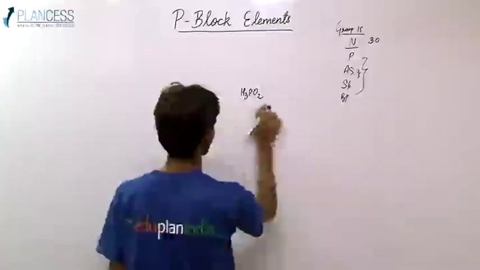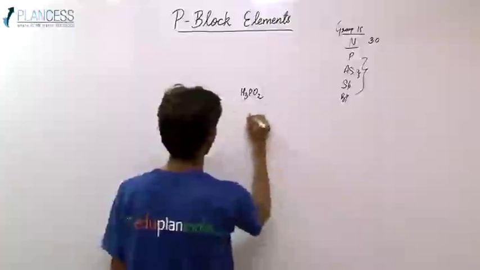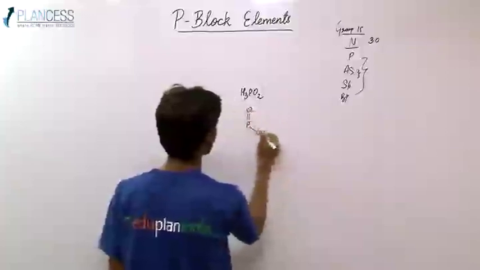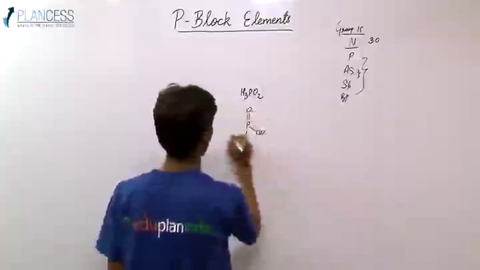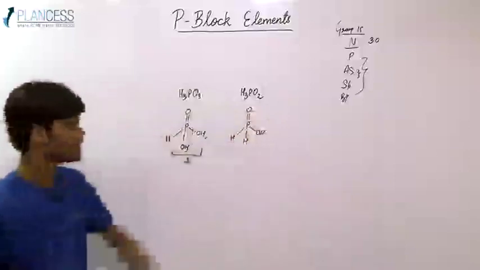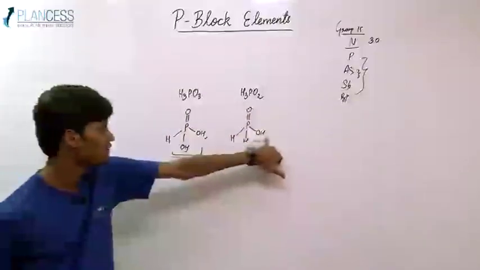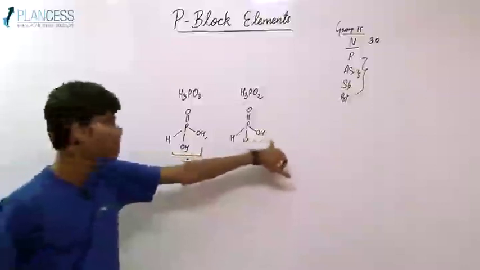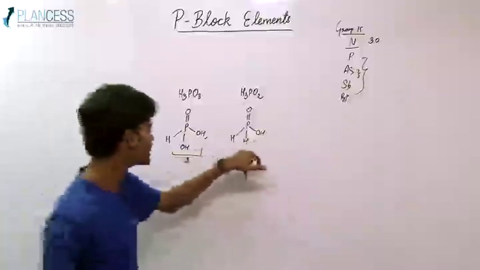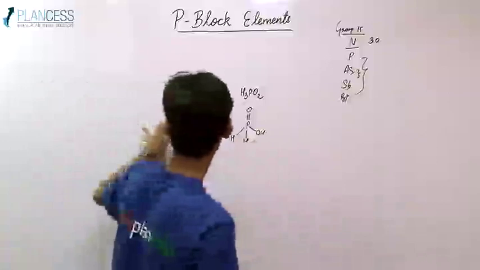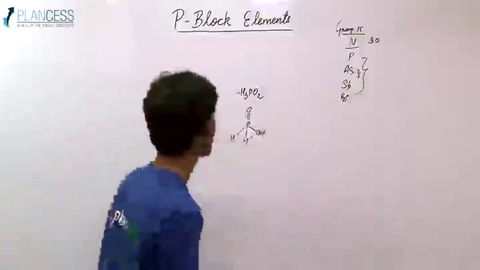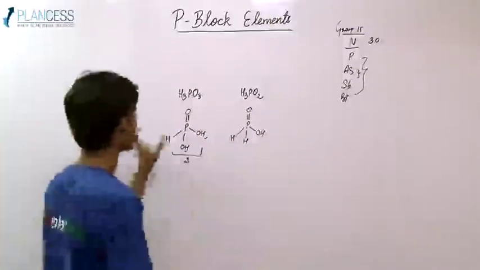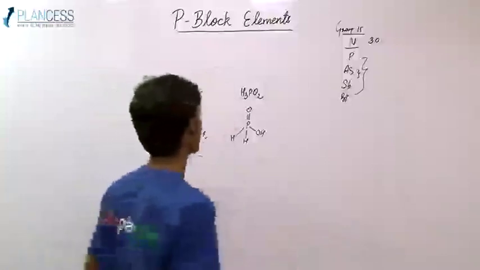And as far as the structure of H3PO2 is concerned, it would be double bond O, OH here, and 2 hydrogens directly bonded to the phosphorus atom, so it has basicity only 1. This is the only H which is available for deprotonation. So H3PO2 has basicity 1 and H3PO3 has basicity 2. These two are the only acids which have basicity less than the number of hydrogens present in the acid.